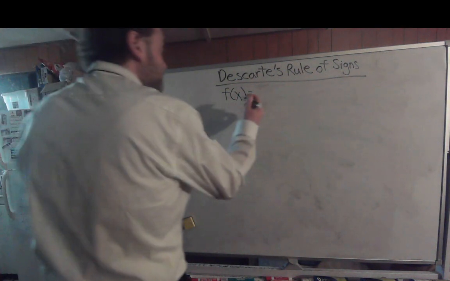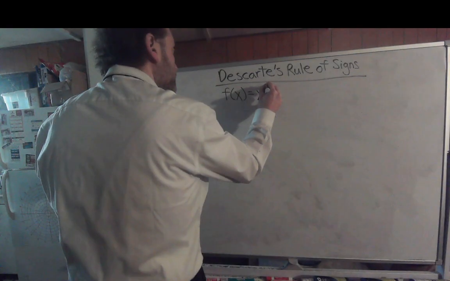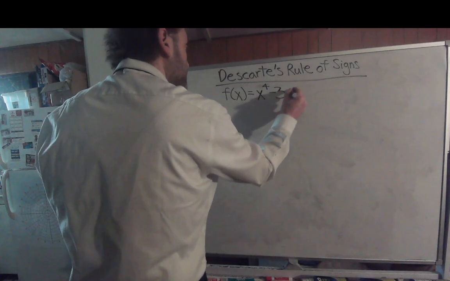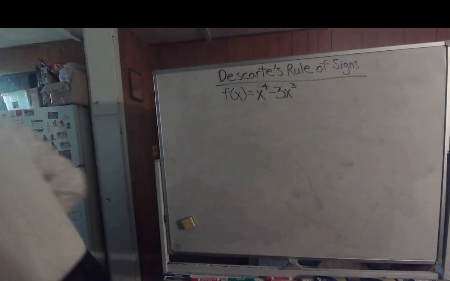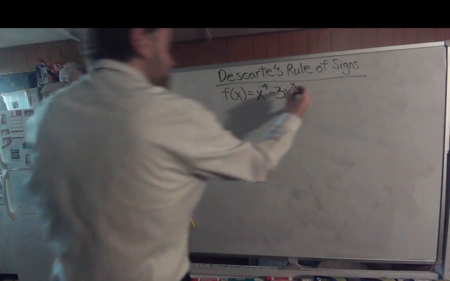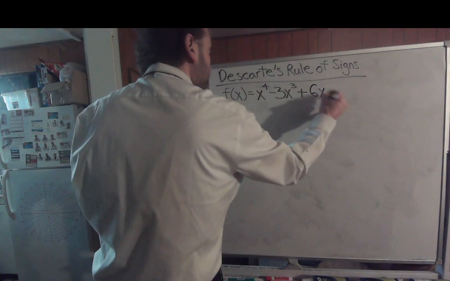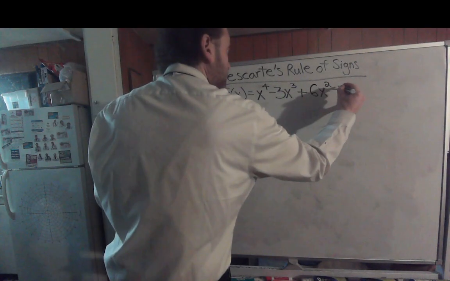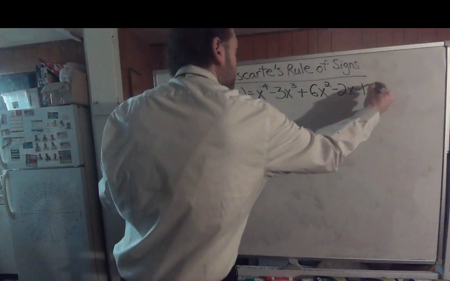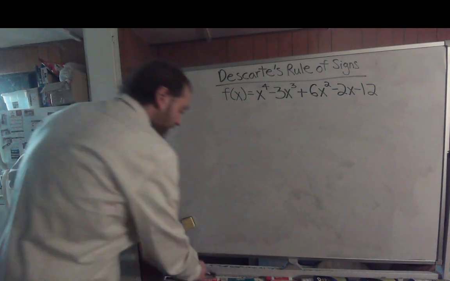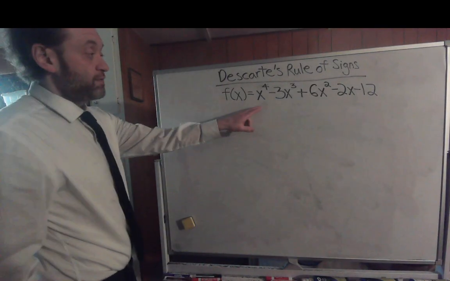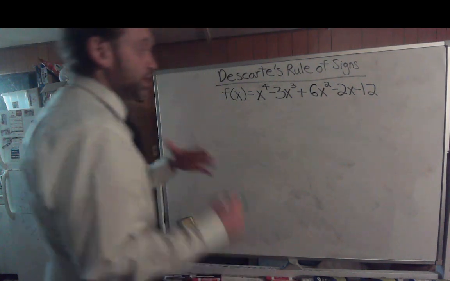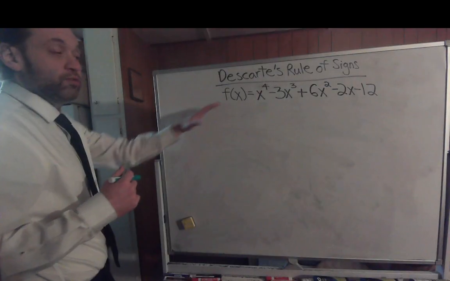Alright, so f of x equals x to the fourth minus 3x to the third plus 6x squared minus 2x minus 12. Alright. So we have f of x equals x to the fourth minus 3x to the third plus 6x squared minus 2x minus 12. How many sign changes do we have in the original?